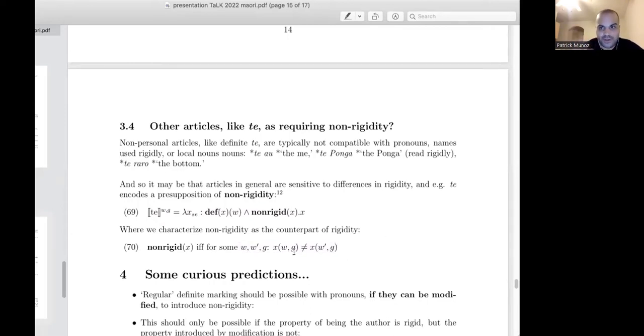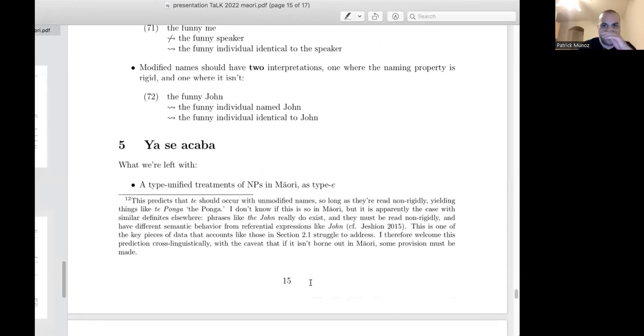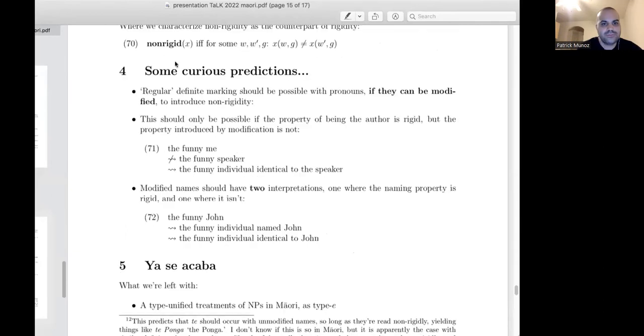I hope that this does not just apply to Maori, but to any rich article system where you get some kind of special marking for things like names. And that will be it for me. I'll stop there. Okay, thank you very much.